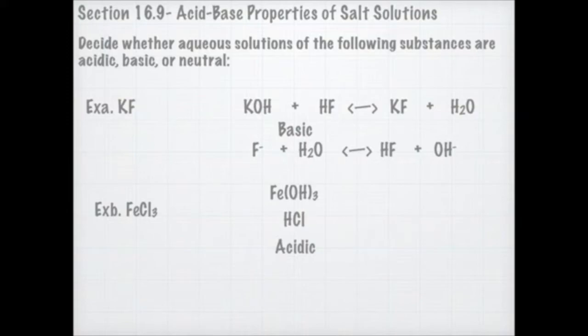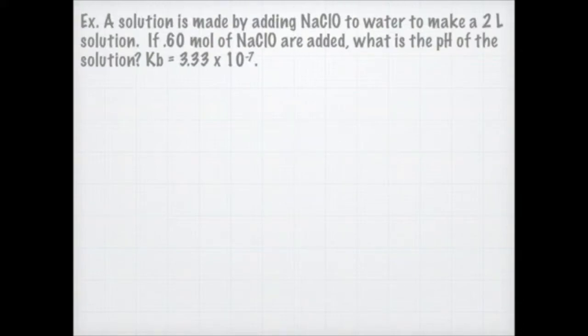But for this problem, I just want you to determine whether the salt is basic, acidic, or neutral. Now, one example of a neutral salt would be NaCl, sodium chloride. The reason why that's neutral is that the sodium came from sodium hydroxide, which is a strong base, and the chloride came from hydrochloric acid, which is a strong acid. Therefore, both the cation and the anion came from strong acids and bases, and therefore it's going to be a neutral salt.